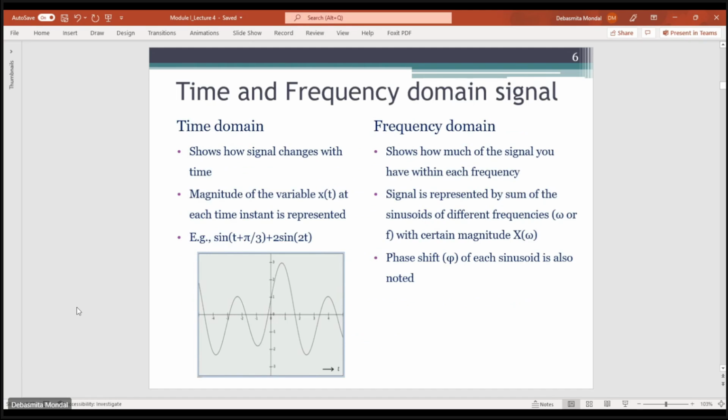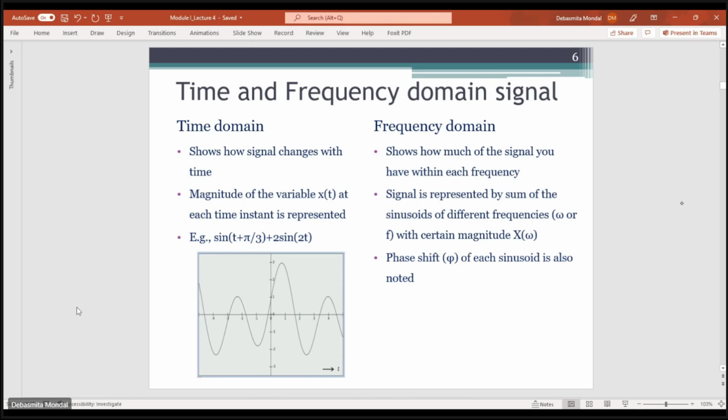So now we will talk a little bit about what is a time domain signal and what is a frequency domain signal. Basically, when you are representing a signal in the time domain, the representation shows how the signal is changing with time.